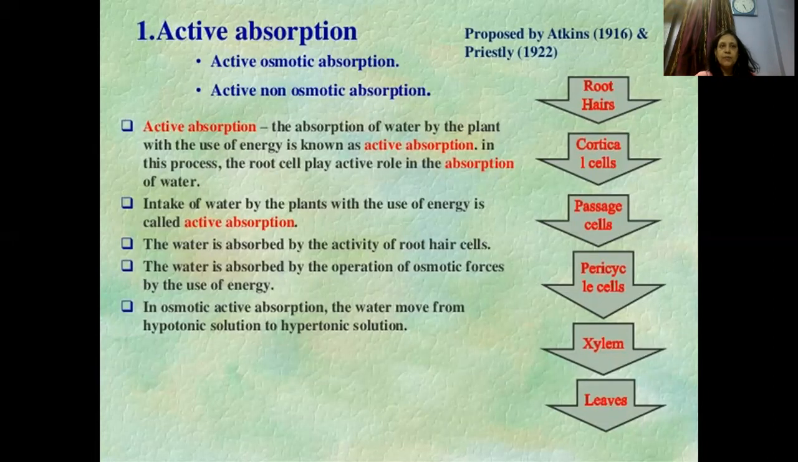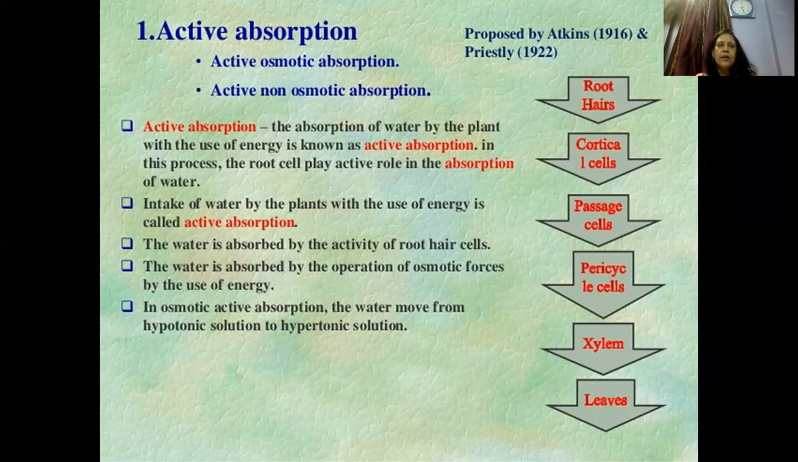Active absorption. Now what do you find here? In active absorption there are two kinds: active osmotic absorption and active non-osmotic absorption. Okay, so this theory was proposed by Atkins and Priestley. Two different scientists were responsible for this theory. Now what happens in this particular theory?